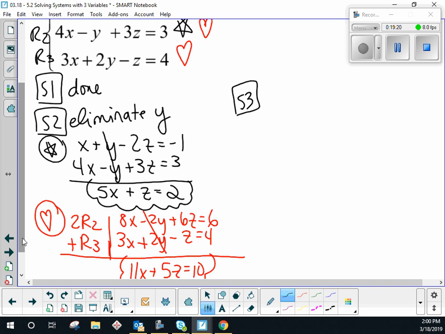So we have this system. We have 5x plus z equals 2, and 11x plus 5z equals 10. Take a minute and solve that system, please. You can use substitution. You can use elimination, whatever you like. Just take a minute and solve for x and z.